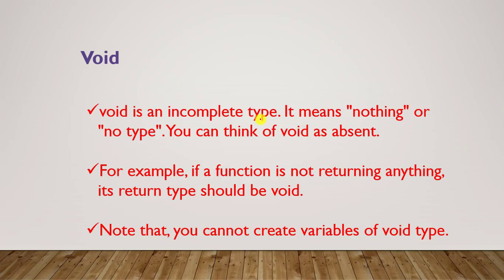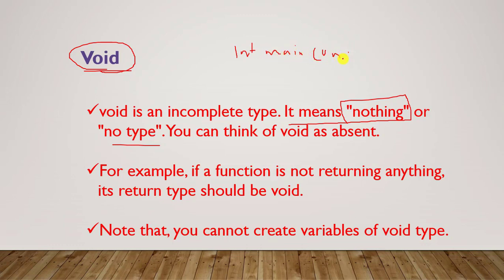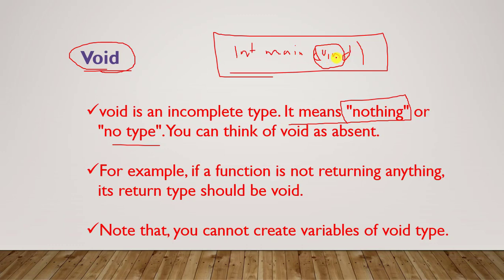Then the final one is void. Void is an incomplete type. It means nothing or no type. You can think of void as absent. Usually we don't use this data type unless otherwise. If you want to return nothing, you can use this data type called void. I'm sure that in some of these examples you have seen int main(void). So what does it mean? This main function is going to return nothing just because of this void.